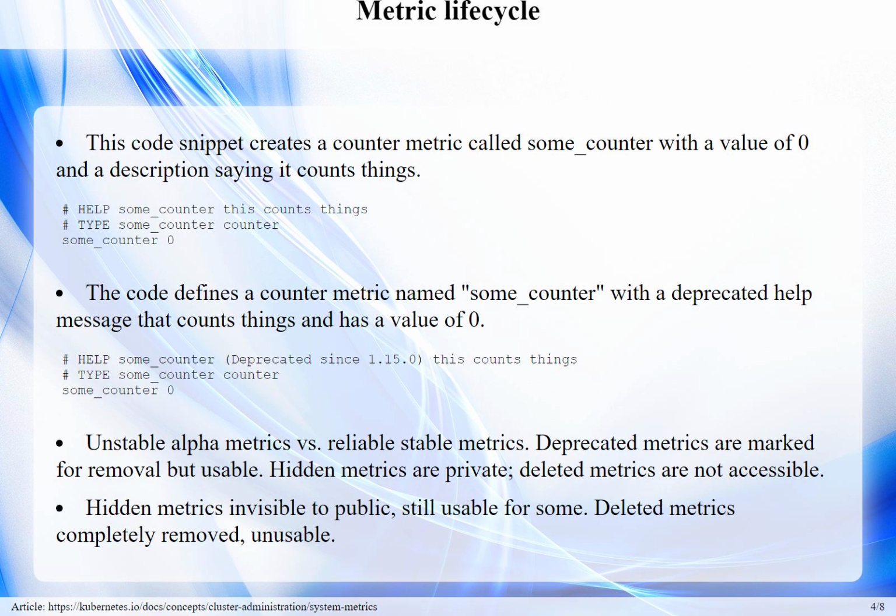Hidden metrics are inaccessible for public scraping, but they remain functional for interested users. One must refer to specific documentation to access them. Deleted metrics are entirely removed and occupy no place in the system for further access. Users can no longer interact with them, as they have vanished from usage capabilities.